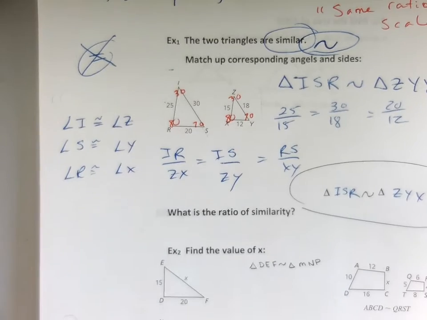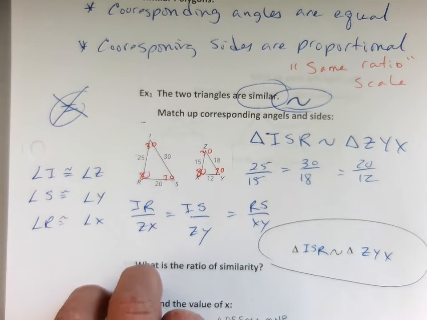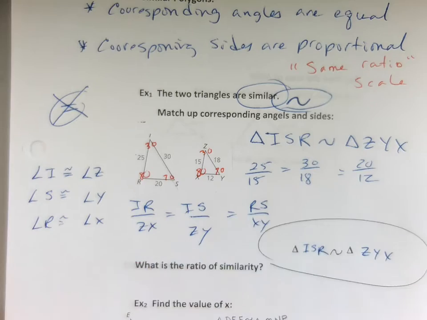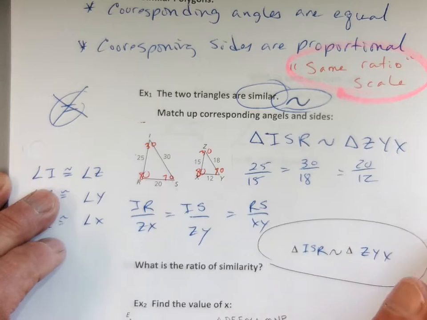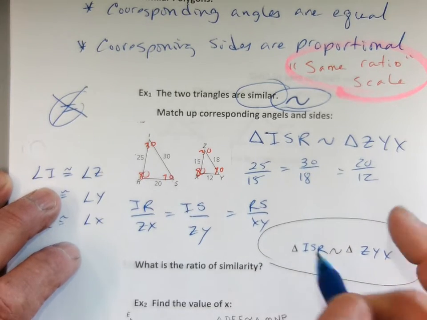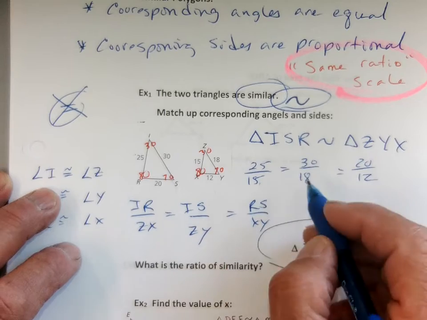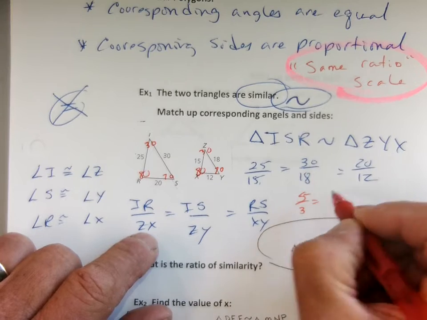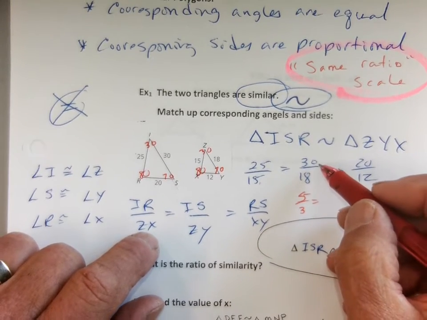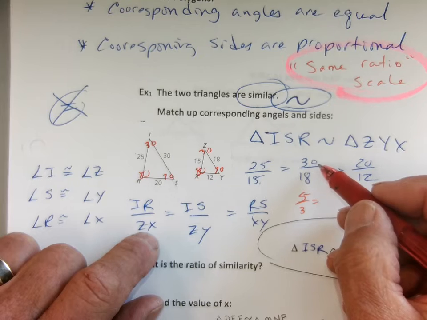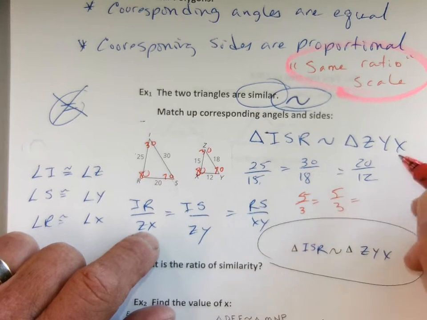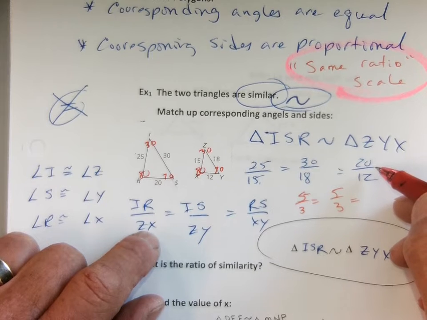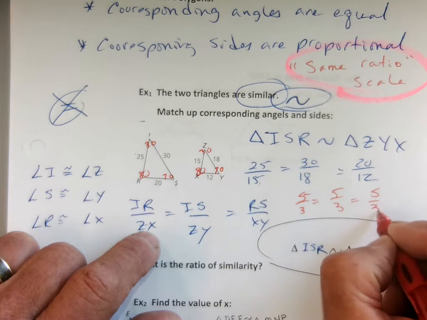Now, okay, these should all be the same ratio. In fact, I'm going to highlight that again. These should all be the same ratio, or the same scale. So if I reduce all of these fractions, hopefully I'm going to get the same number, right? Well, 25/15 could reduce to 5/3. Okay, so this reduces to 5/3. 30/18. Let's see, I can divide both by 6, and if I divide by 6, I get 5/3. 20/12. Let's see, if I divide both by 4, I'm going to get 5/3. So they're all the same ratio.